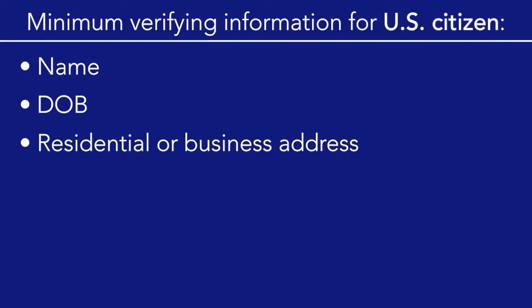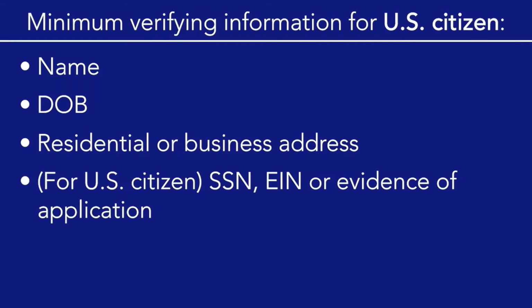In addition to name, DOB, and address, for a U.S. citizen, you must also record a Social Security number or evidence that the individual has applied for one. If the individual opening an account is doing so as a sole proprietor, an Employer Identification Number, EIN, or evidence of an application for one can take the place of a Social Security number.